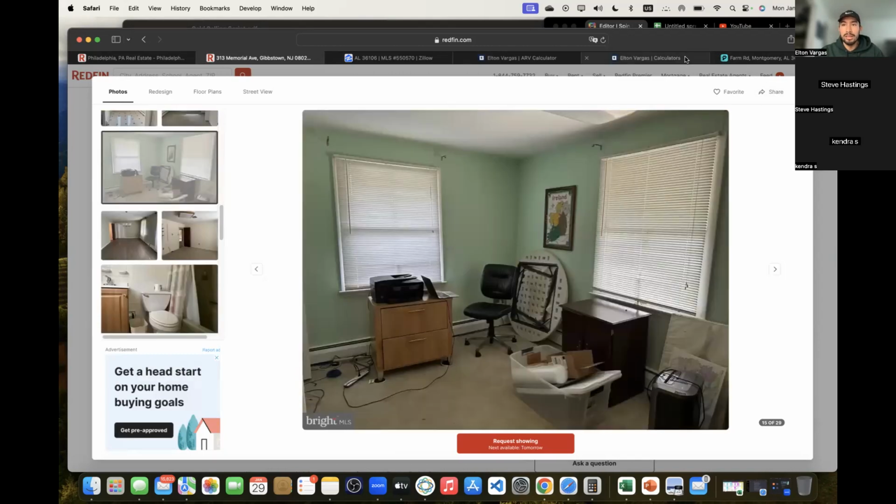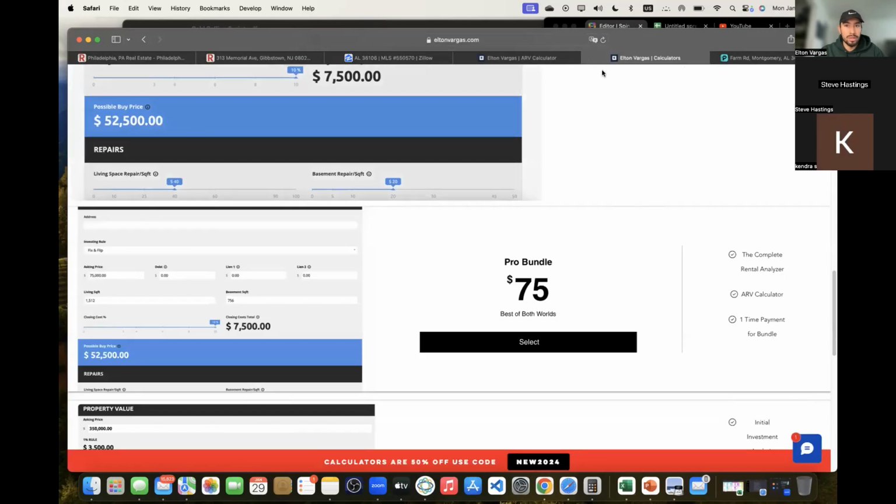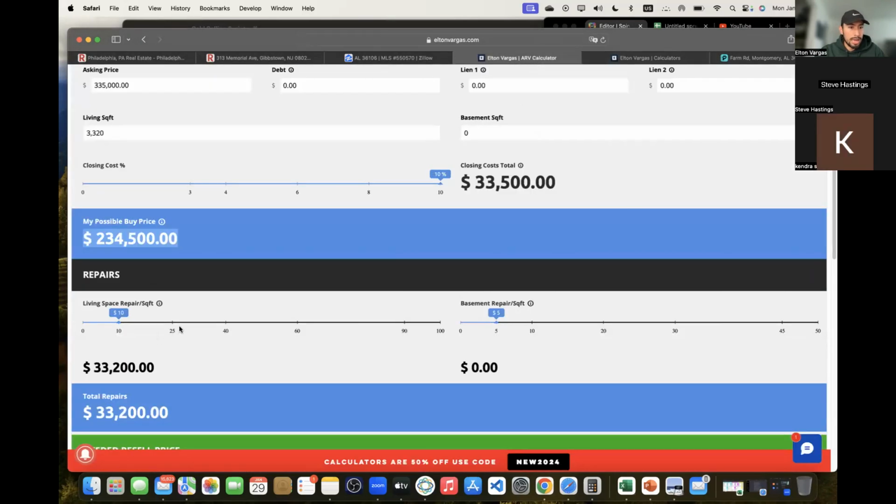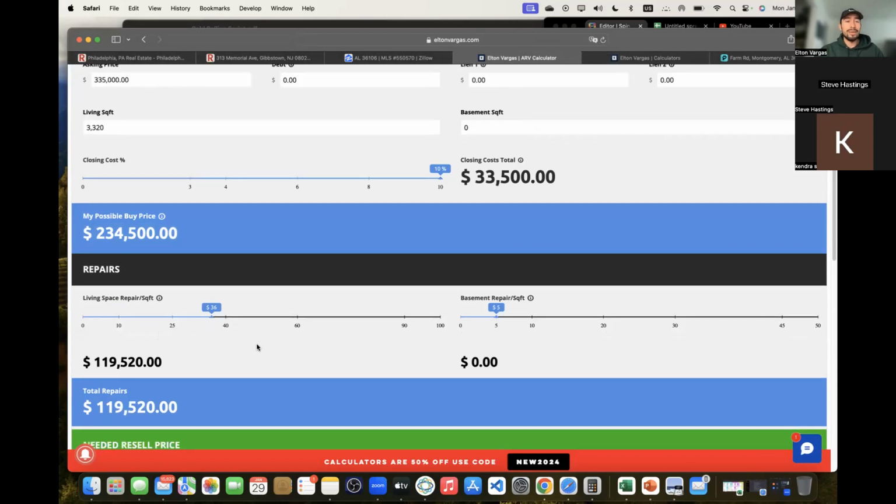So those are close to the average repairs that we're looking into. It is a big home, and especially in Philadelphia, I'm guessing it's definitely going to be expensive out there. So I'm going to go $35, maybe $36 a square foot, just because I'm guessing it's going to be expensive in Philly.